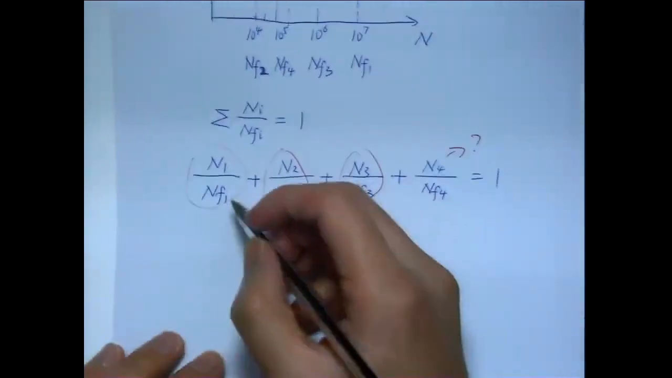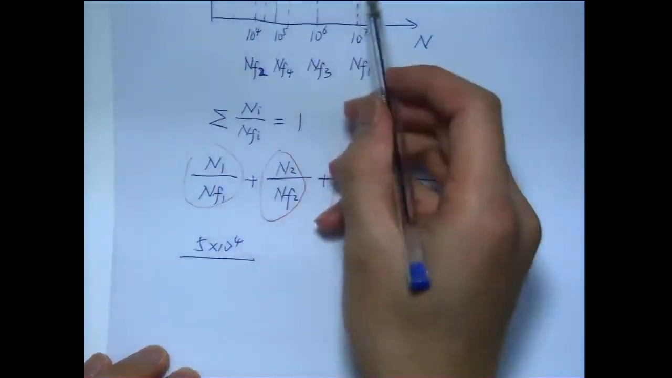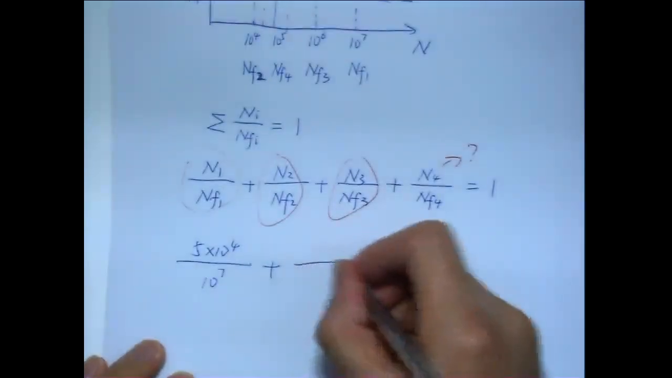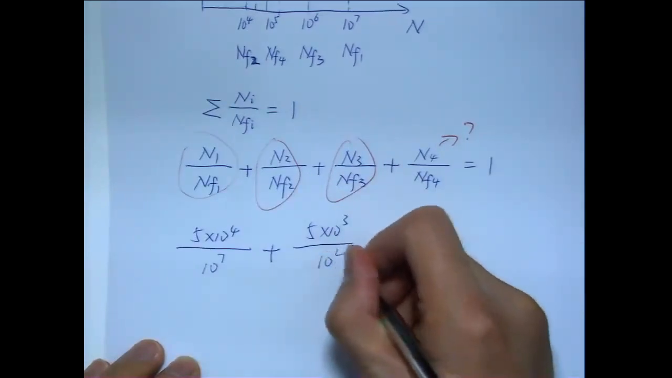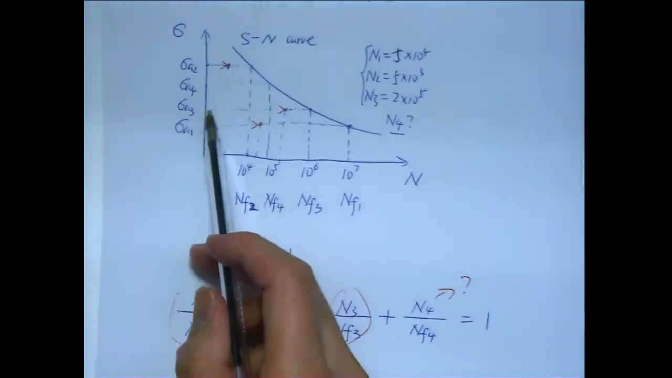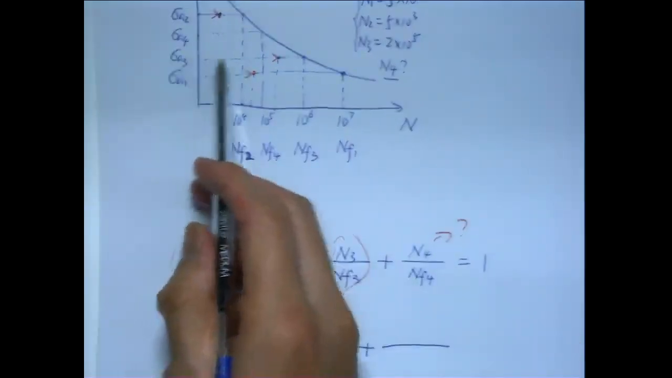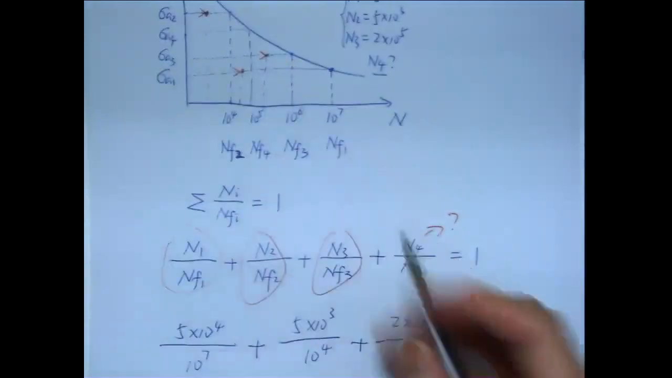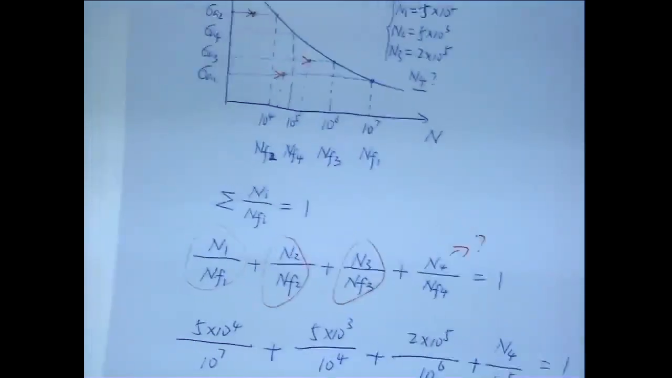So let's plug in the values. For this one, 5 times 10 to 4, and if you read the fatigue life, that's 10 to 7. Plus N2 is around here. I just stop the load cycle at 5,000, but if I look at the failure life, it's 10 to 4. Similarly for this one. Can you see that? It's a bit too zoomed in. So sigma 3, this line, I stop around 2 times 10 to 5, but the fatigue life is 10 to 6. So plus this unknown. I know the fatigue life for NF4, which is 10 to 5, equal to 1.